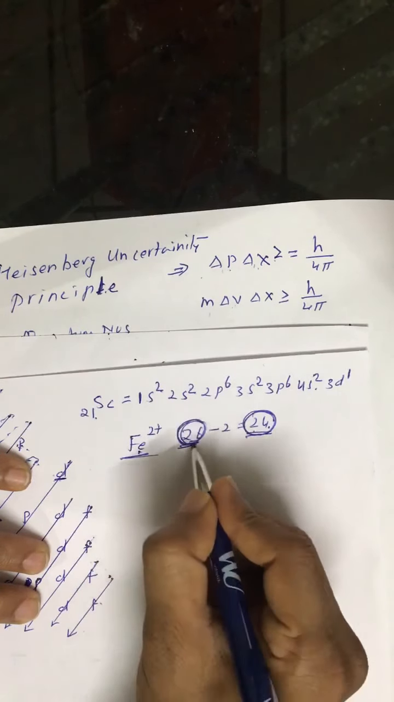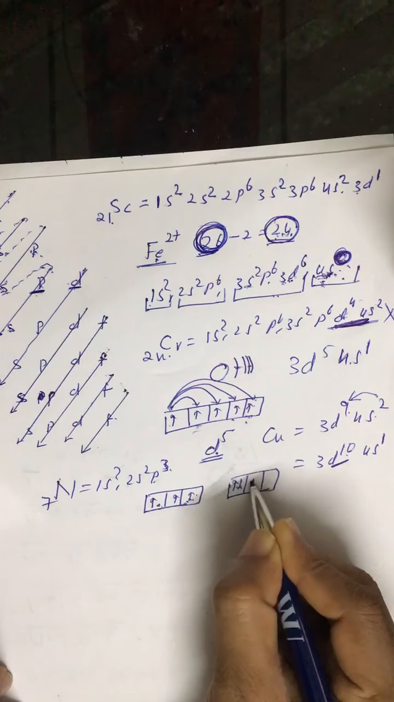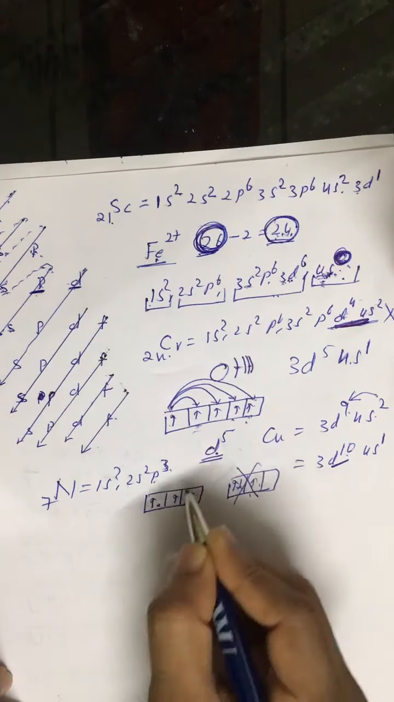So p3 is not filled in this manner. This is wrong. This is correct. The point is very simple. Electrons are negatively charged, so there is a force of repulsion. To overcome this repulsion, they try to be as far as possible. They are present in different orbitals. So this is Hund's rule. This also you must keep in your mind.